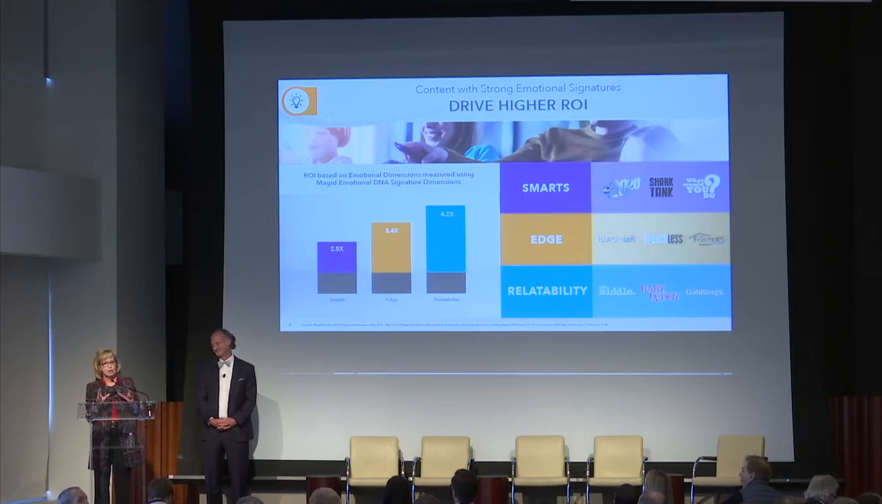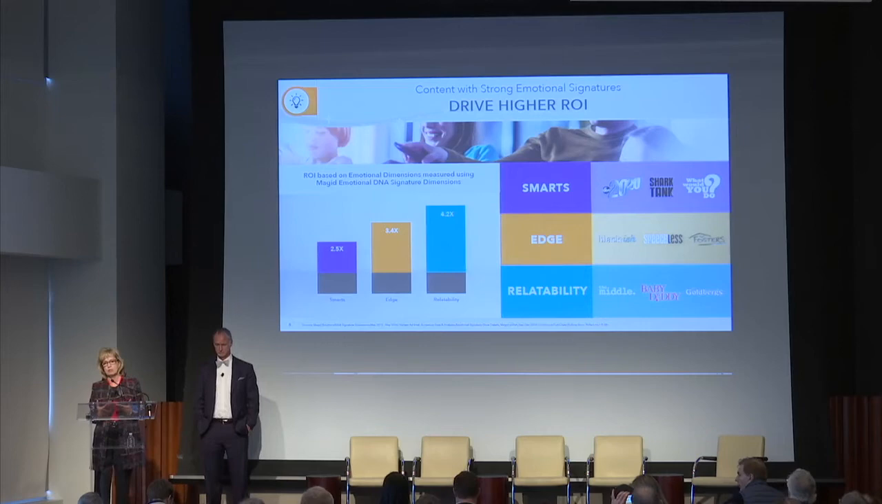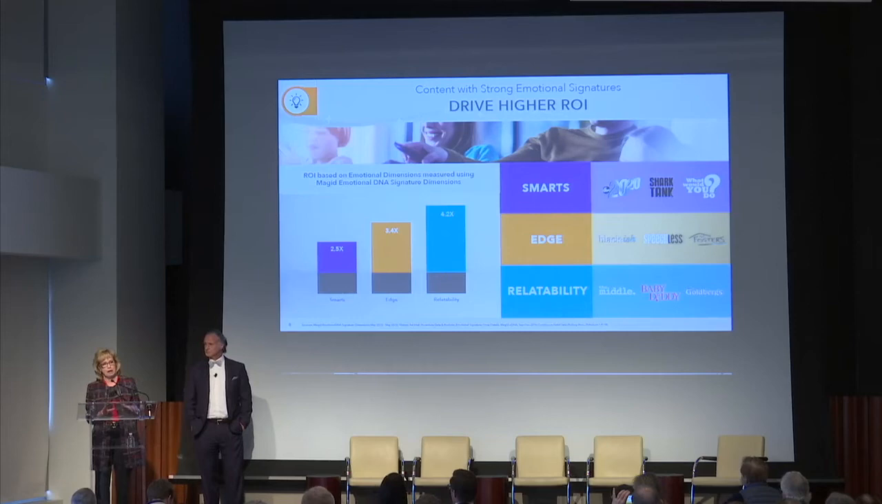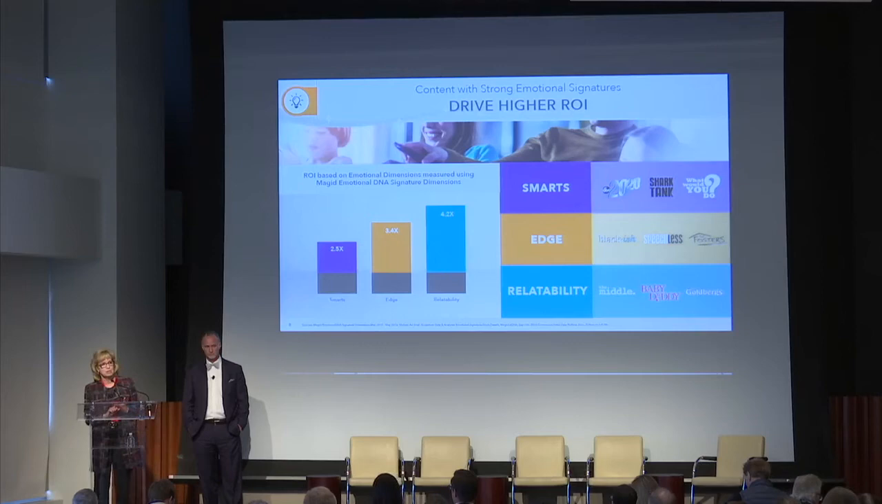But we found it really interesting, and at its core, what we're showing here and what we're seeing here is that shows that have a stronger emotional signature deliver stronger ROI. We saw that direct connection between how customers feel about our shows and the benefits that are attributed to the advertiser in terms of increased sales. There are three dimensions in particular out of the eight where we saw significant correlation: smarts, edge, and relatability. Again, Mike can provide you details on what exactly those three of the eight dimensions mean, but anywhere from 2.5 to 4.2x in terms of higher ROI.